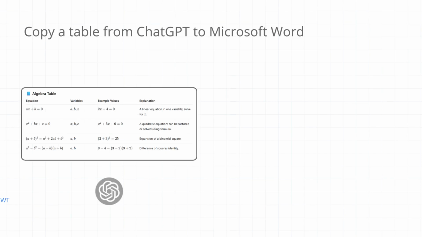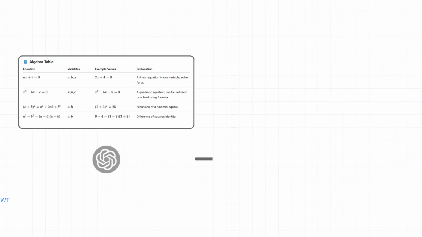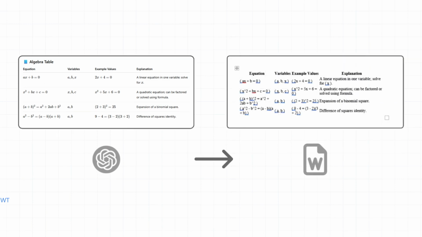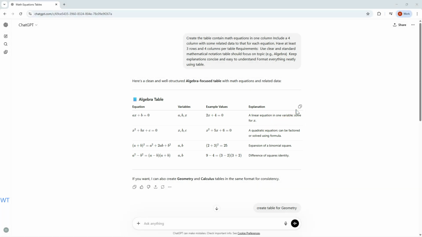Here's how to copy a table from ChatGPT to Microsoft Word without losing formatting. When you copy a table from ChatGPT into Word, the layout often breaks. First, locate the table inside ChatGPT. Click the Copy button from the top right corner of the table.